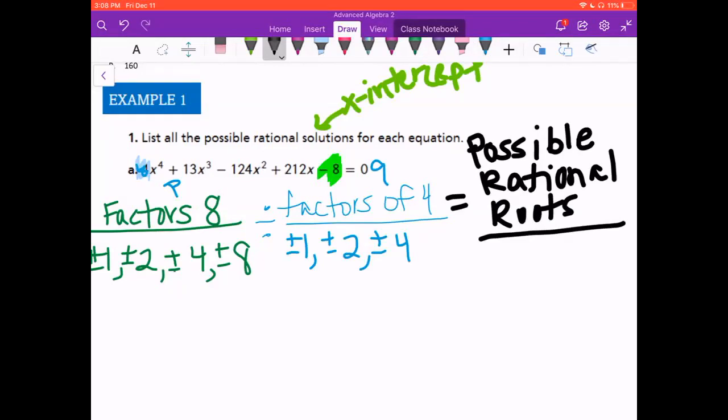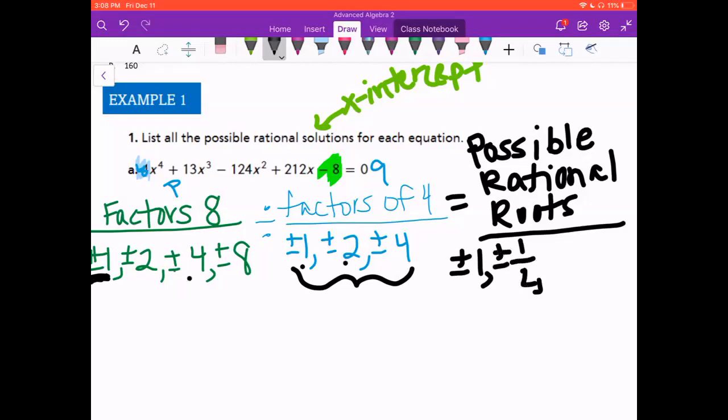So I need to divide. I'm going to divide each factor of 8 by each factor of 4. So I'm going to start by dividing 1 by each of the factors of 4. So 1 divided by 1 is 1. So that's positive and negative 1. 1 divided by 2 is plus or minus 1/2.